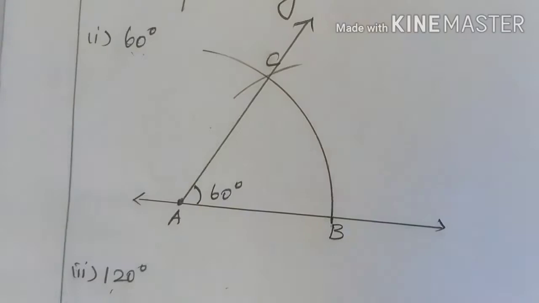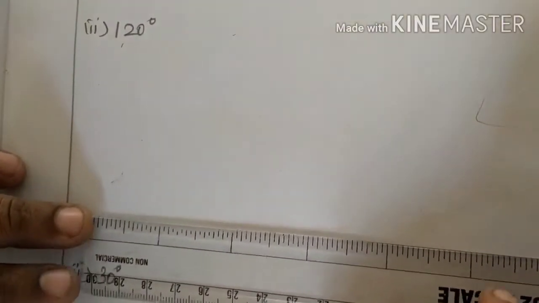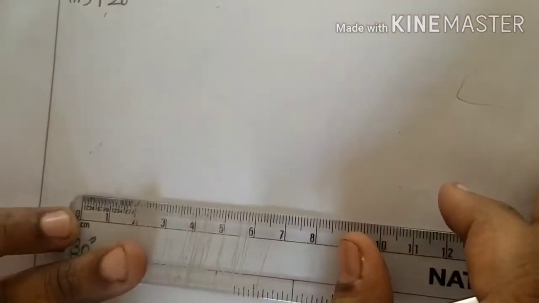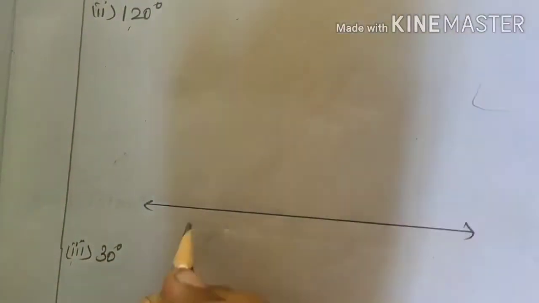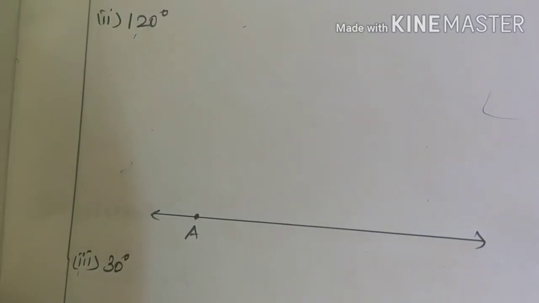Okay, so I am going to do the second sum. Look at this children. First draw one line like that, the same as we did in the first sum. I have drawn this. I am going to mark this point as A. Okay, are we clear children?